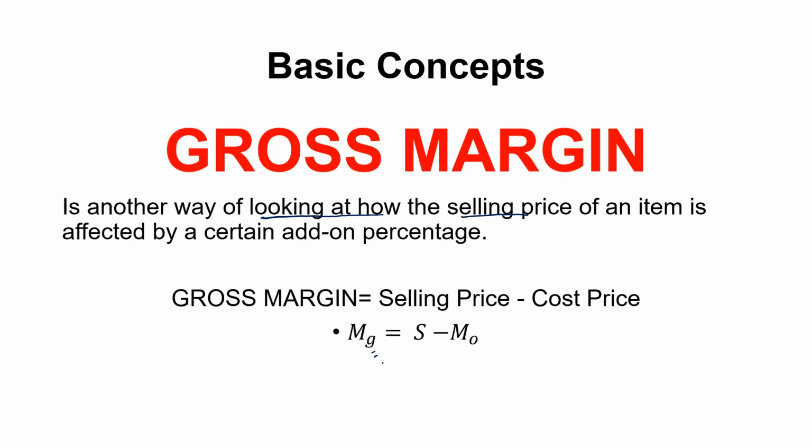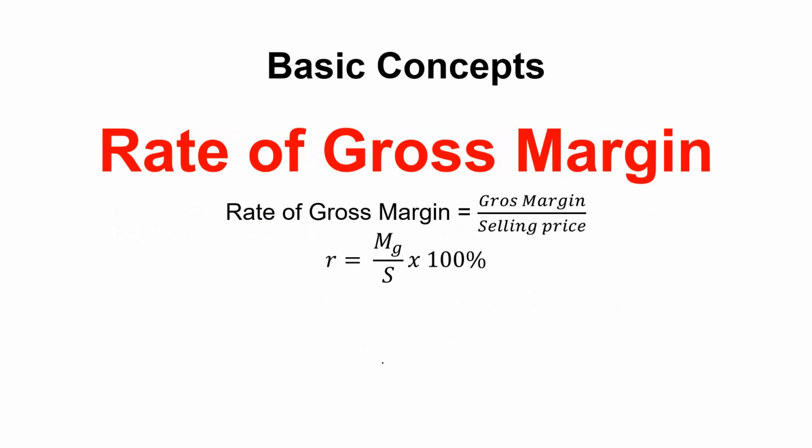Because gross margin is looking for the earning of the company, yung efficiency ng company, yung financial health ng company, ang tinitingnan na perspective ni gross margin. Okay? So for us to get the rate of gross margin, R is equal to gross margin all over the selling price times 100%. So as you can see on the rate of the margin, our base is the selling price. Unlike kay markup rate at kay markdown rate, ang base nila ay si cost price.